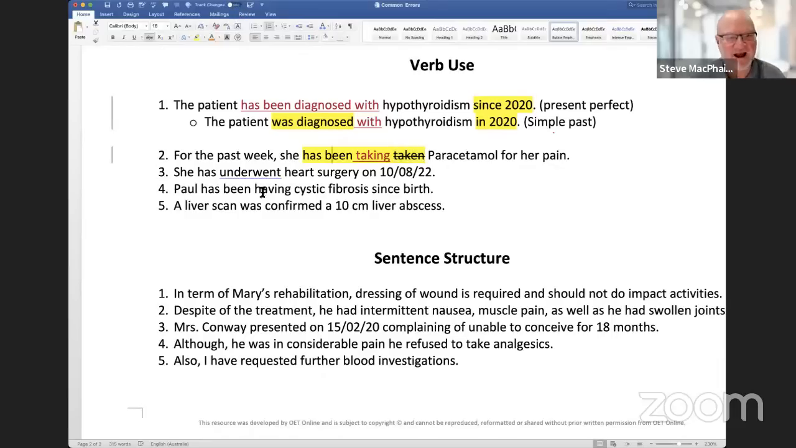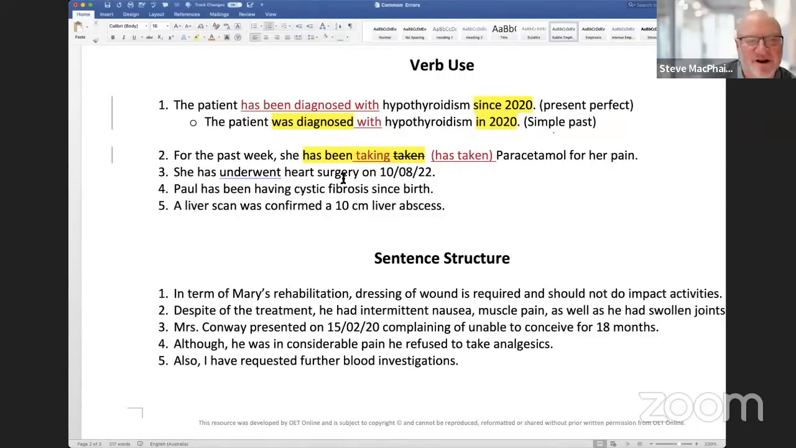Right? It's a regular action. For the past week, she has been taking. You could say she has taken, still present perfect, that would work. But the progressive form is a little bit better because it indicates that repeated action there.